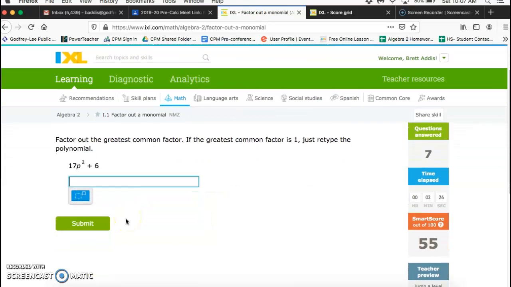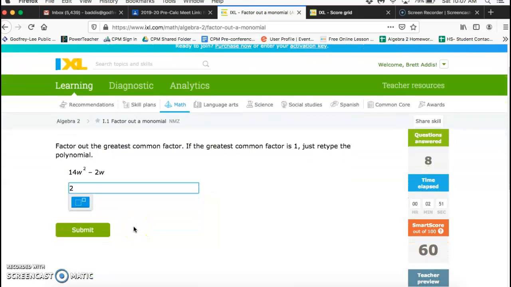Okay, now in this particular case, there's two terms. This term does not have a variable, so the only thing that could come out is a number. But 17 and 6 don't have anything in common. In fact, 17 is prime, so it has no factors other than 1 and 17. So I am just going to retype this as it is because it is already factored as much as it can be.